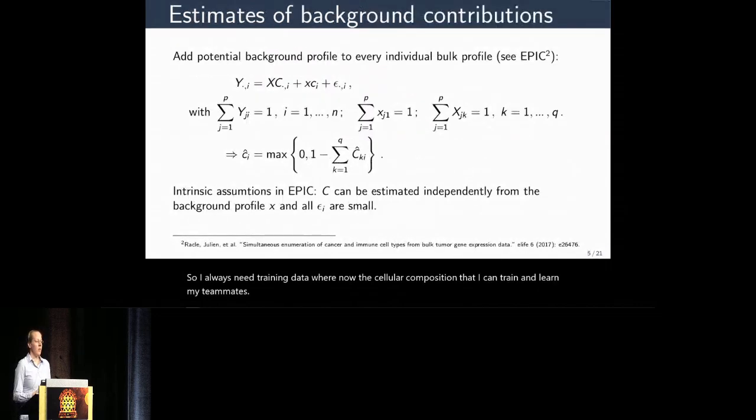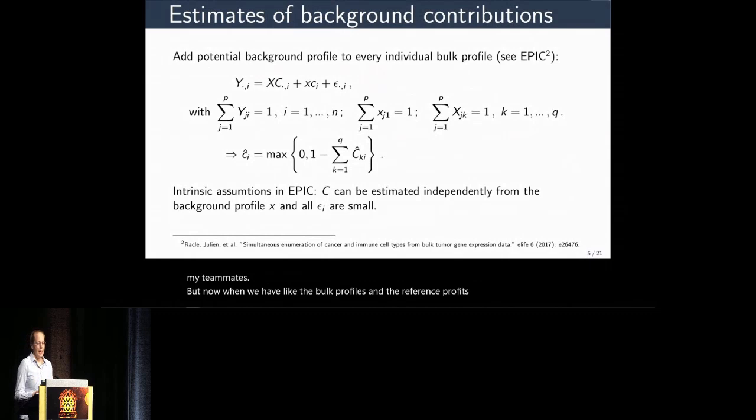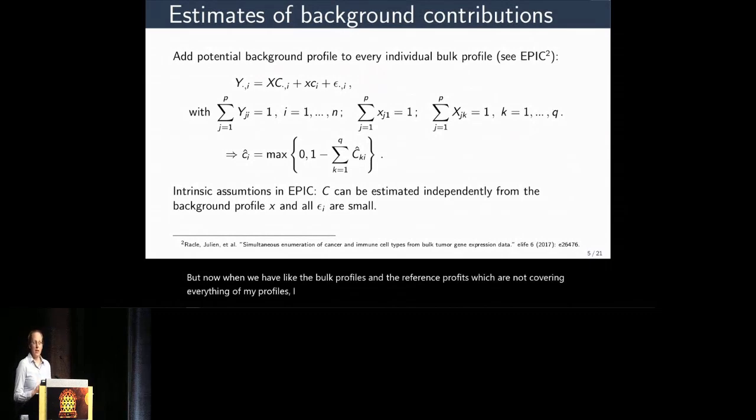But now, when the bulk profiles and the reference profiles do not cover everything in my bulk profiles, I will have a biased cellular composition. So what we introduced is an estimation of background contributions.